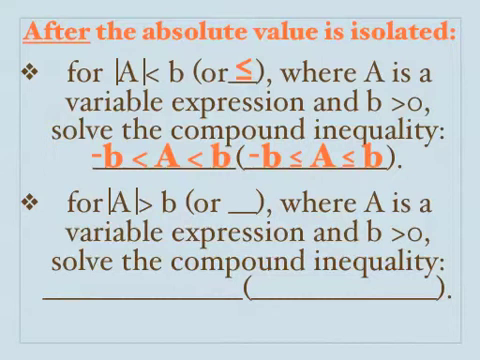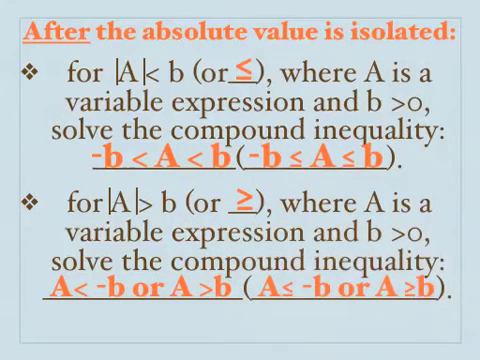And then our next rule says that for the absolute value of A is greater than B, and this is also going to work for greater than or equal to, where A is a variable expression, and again, B has to be greater than 0. Solve the compound inequality. This is going to be A is less than negative B, or A is greater than positive B. This could also be, if you had the greater than or equal to, you could say that A is less than or equal to negative B, or A is greater than or equal to B.